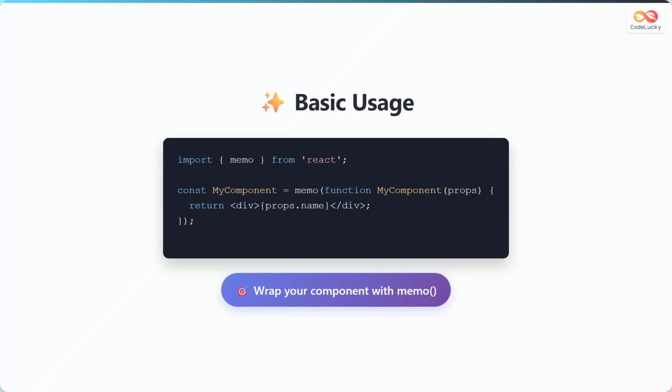To use React.memo, import memo from React. Then, wrap your component with the memo function. For example, create a component called myComponent and assign it to memo of another function called myComponent that returns a div with props.name. This tells React to memoize the component and only re-render it when the props change.